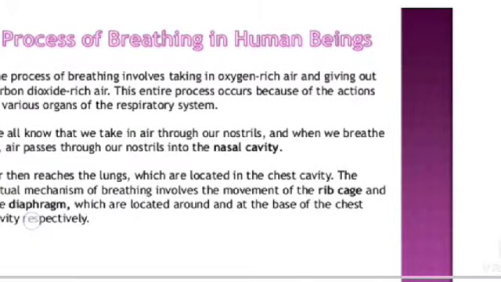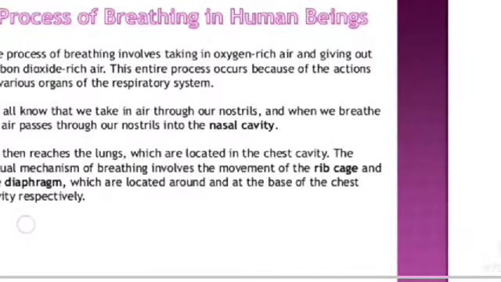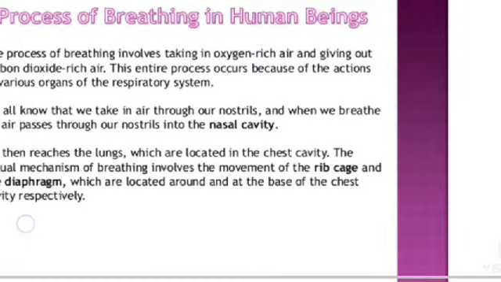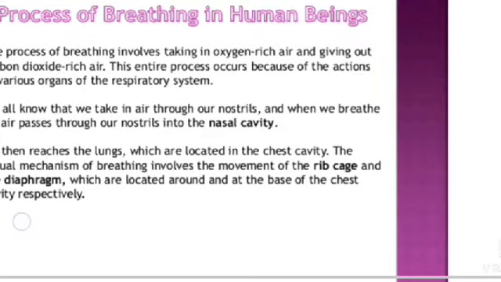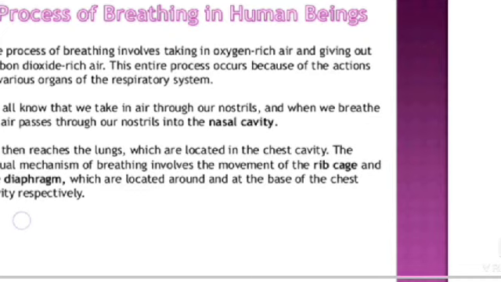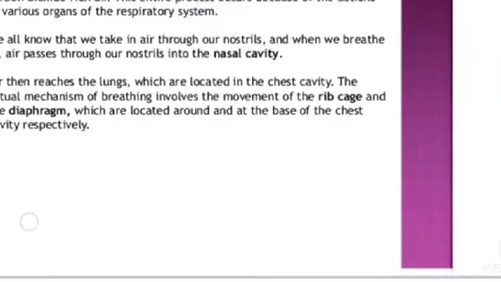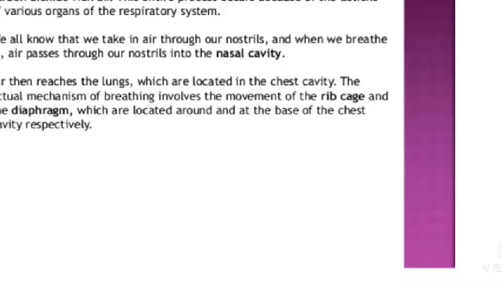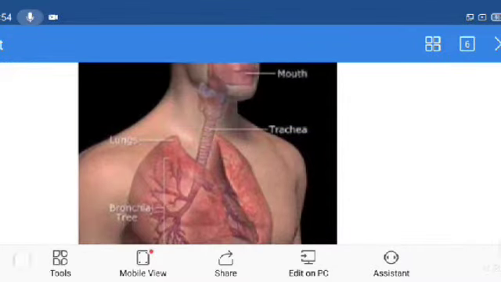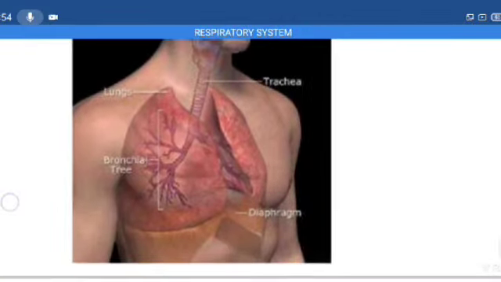Process of breathing in human beings. The process of breathing involves taking in oxygen-rich air and giving out carbon dioxide-rich air. This occurs because of the action of various organs of the respiratory system. We all know that we take in air through our nostrils, and when we breathe in, air passes through our nostrils into the nasal cavity.